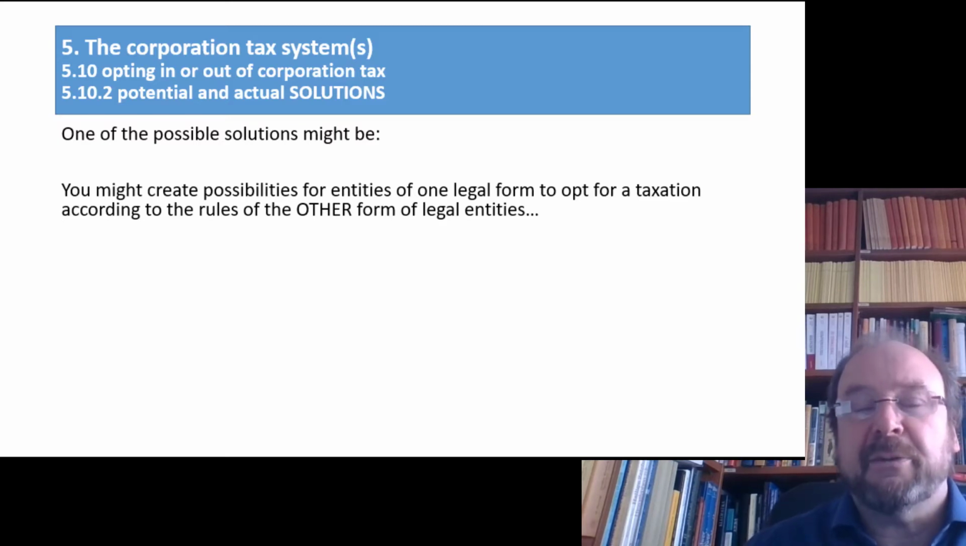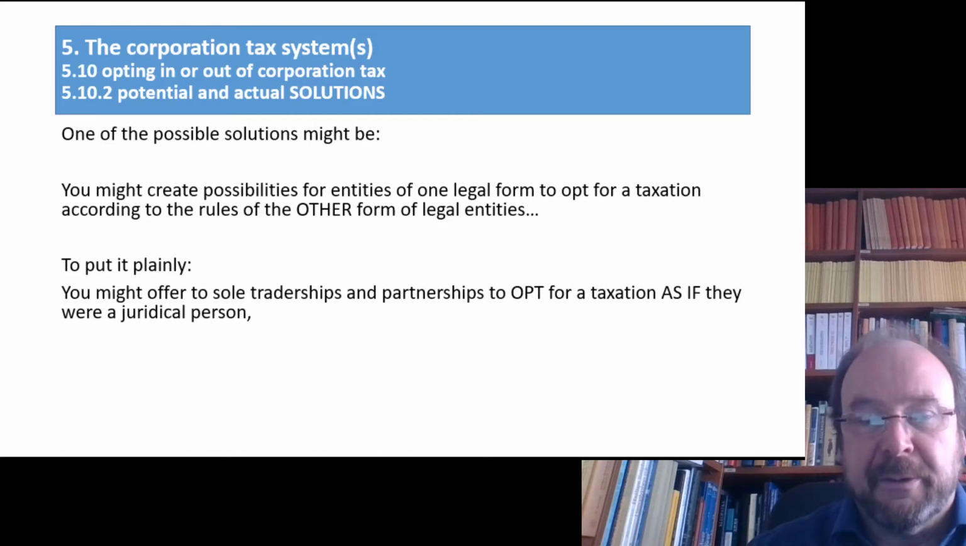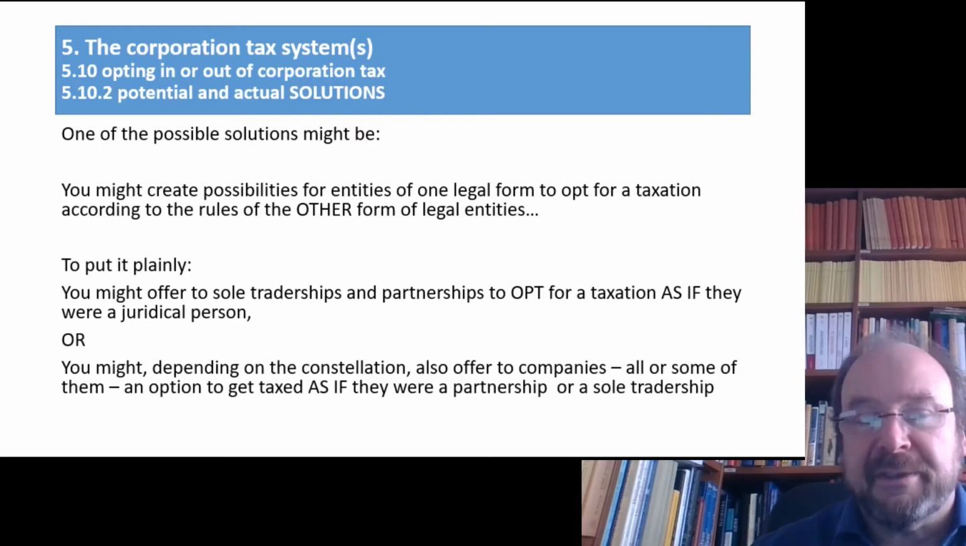And then naturally, when you begin to distribute them, to withdraw them from the firm, then they will be treated as if they had been a dividend payment and will be taxed with the 25% flat rate. So what you might do is you might offer to sole traderships and partnerships an option for a taxation as if they were a juridical person, or to get taxed as if they were the other way around.